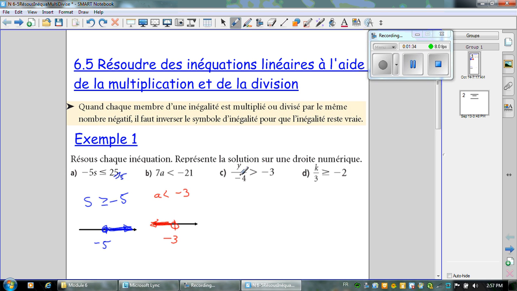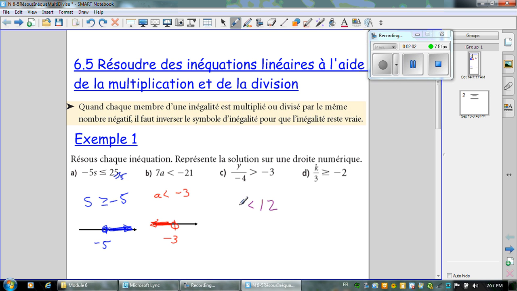Here, there is a negative attached to my variable. My variable is being divided by negative 4, so I will have to flip the symbol. Because to solve this, I'm looking for what number I divide by negative 4 that gives me negative 3. To solve this, I'm going to have to do the inverse operation, multiply by negative 4. So my answer is 12, because negative 4 times negative 3 is 12. And it makes sense because 12 divided by negative 4 gives me negative 3.